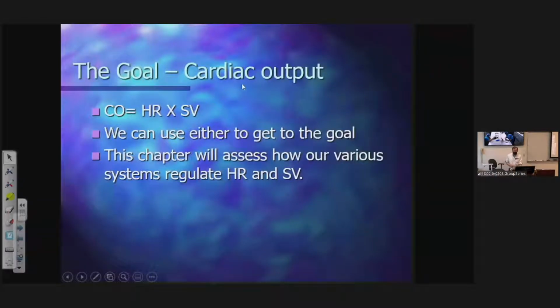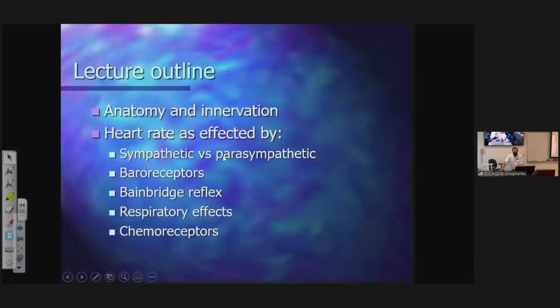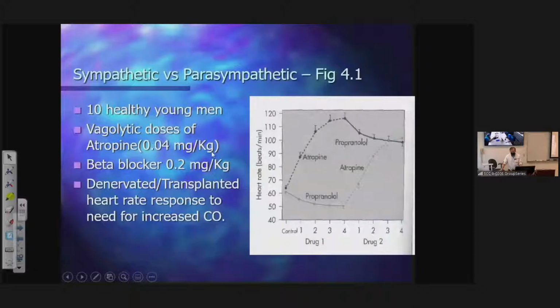So I was just talking about how your heart is connected to your body and it's trying to meet the needs of your body. And the cardiac output is what its job is to produce, and that's a function of heart rate times stroke volume. We learned that in our hemodynamics class last quarter, and you can use either one to get to the goal. And we'll talk about these things. I just kind of reviewed that. This is the first slide of content.